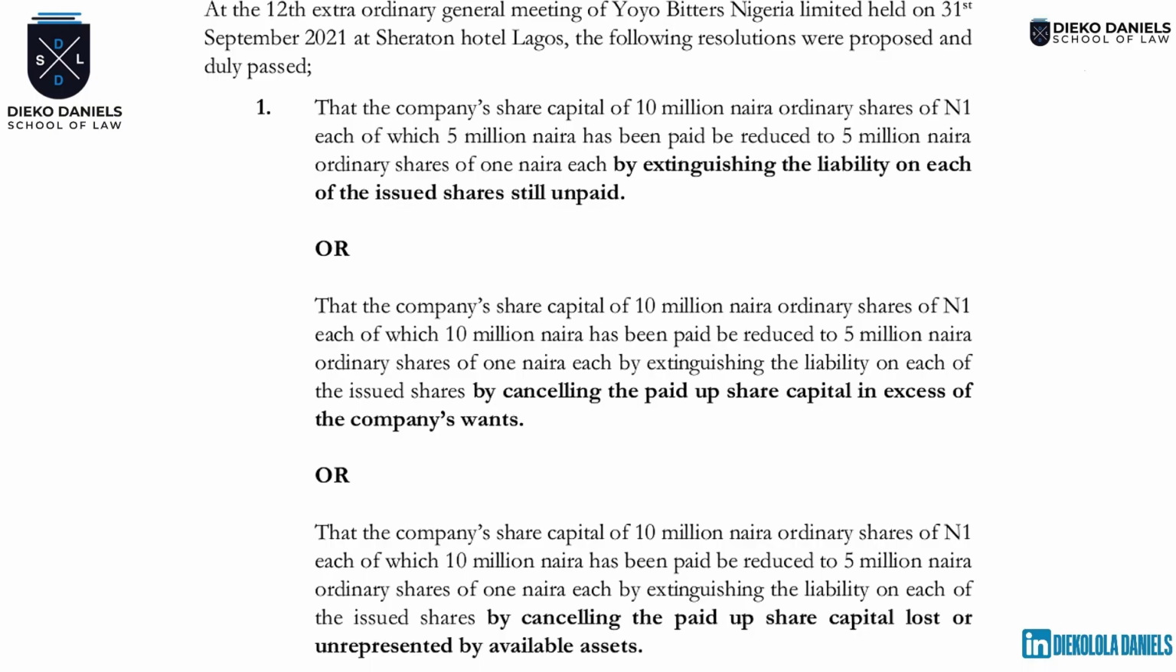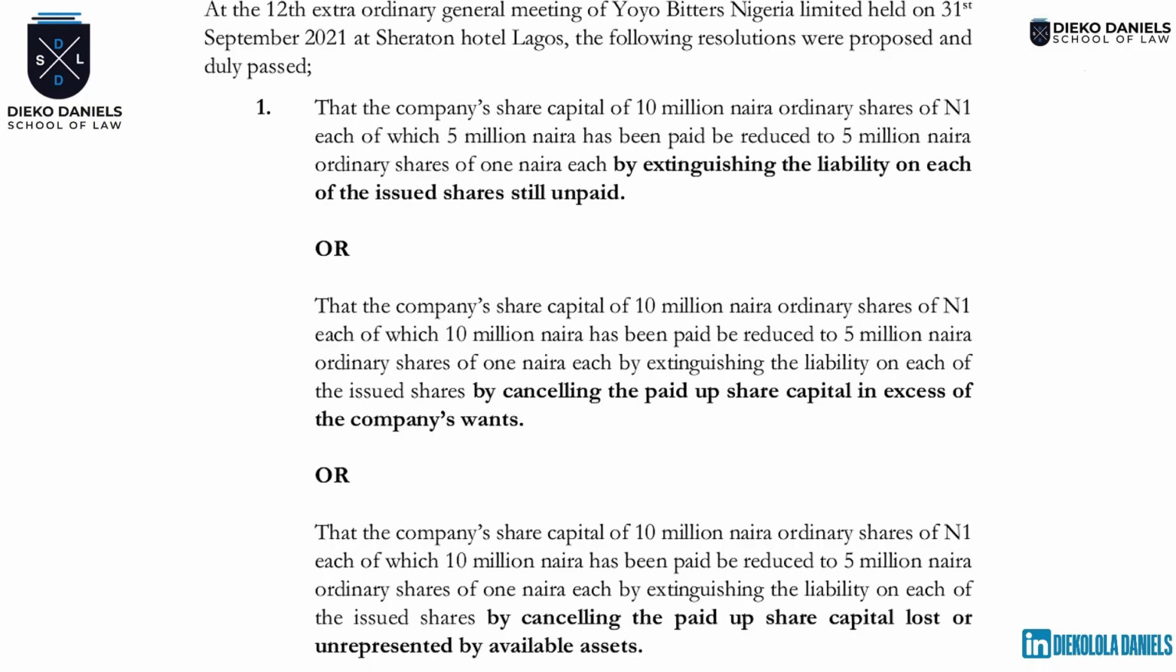Do you understand that? Now, in this scenario, the company had 10 million naira ordinary shares of 1 naira each, of which 5 million has been paid. Only 5 million has been paid. And they want to reduce their share capital to 5 million naira ordinary shares of 1 naira each by extinguishing the liability on each of the issued shares still unpaid. Which one are we talking about here? We're talking about A. Look at A. I want you to carry your section 131: extinguish or reduce the liability on any of its shares in respect of share capital still unpaid.